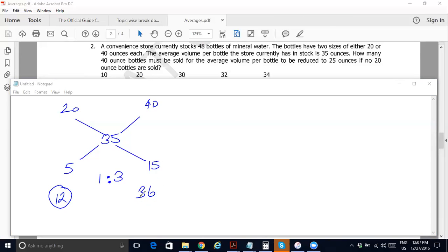So we have the numbers now with us. 12 is to 36. Correct. So now do we start again? Very good. Because now we are given a new average, 25 ounces.